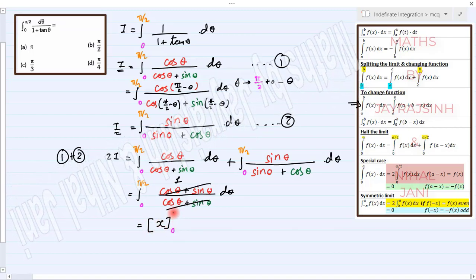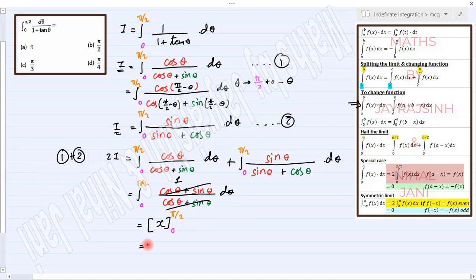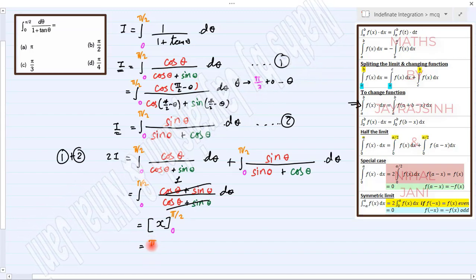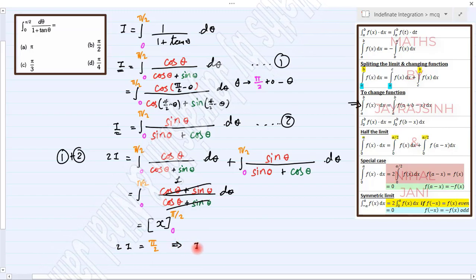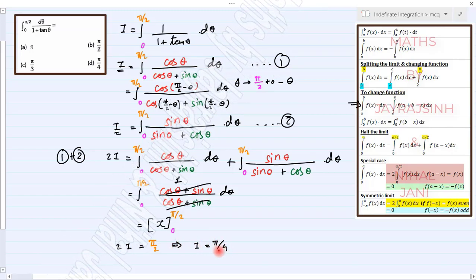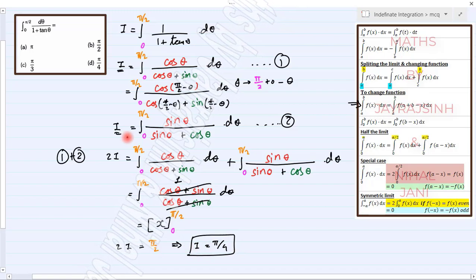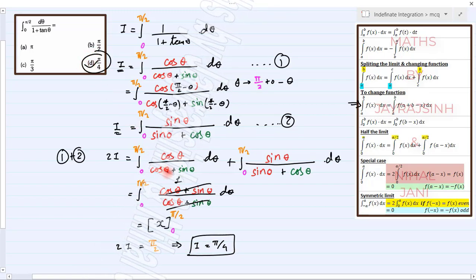The limit is from 0 to pi by 2. So here we'll get pi by 2, which is equal to 2I, or we can say your I is simply pi by 4, which is given in option D. Ta-da!